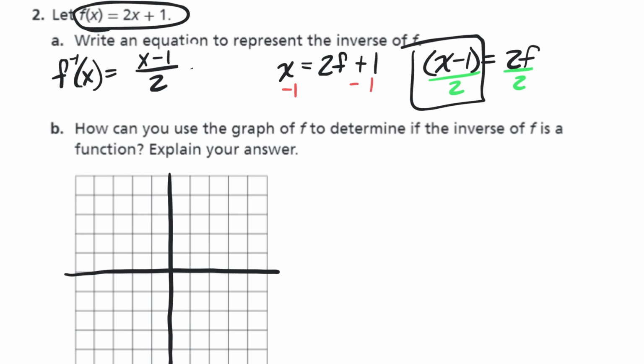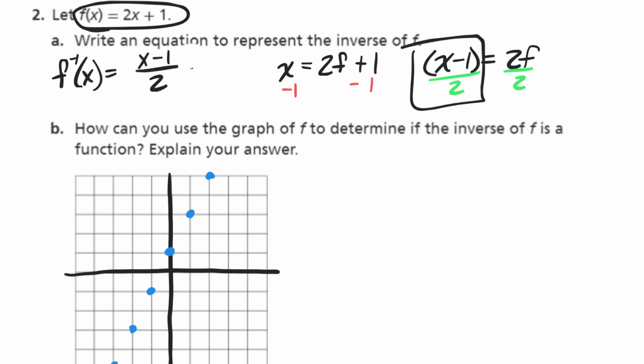Okay, now it says graph the function. Well, we can graph the original function really easy. It has a y-intercept of 1, and it has a slope of 2 over 1. So we go over 2, up 1, over 2, up 1. We would go down to the left 1, down to the left 1, down to the left 1.